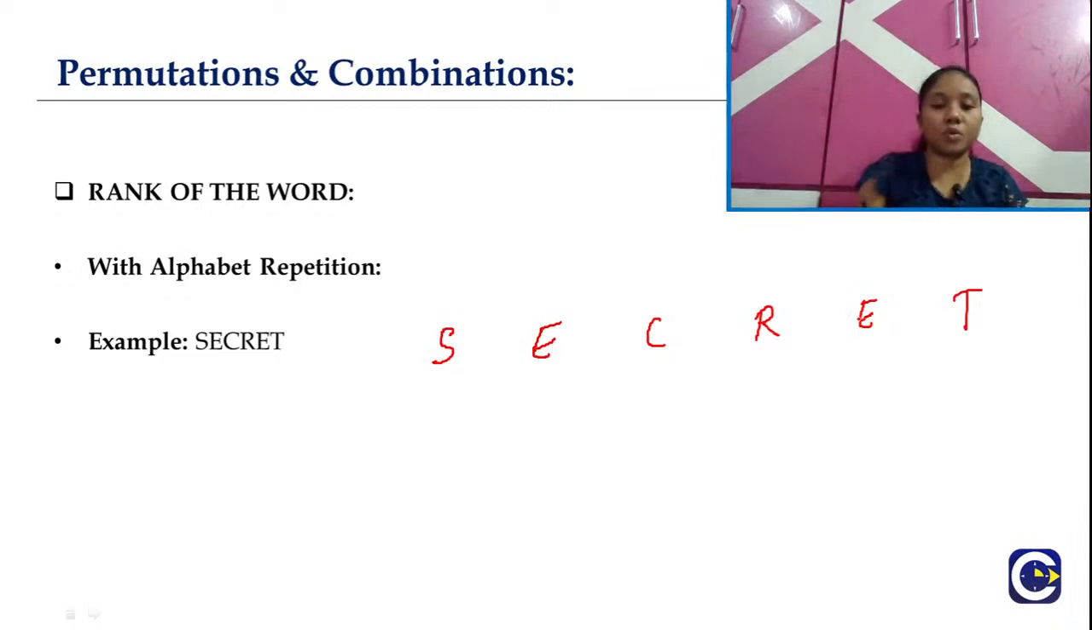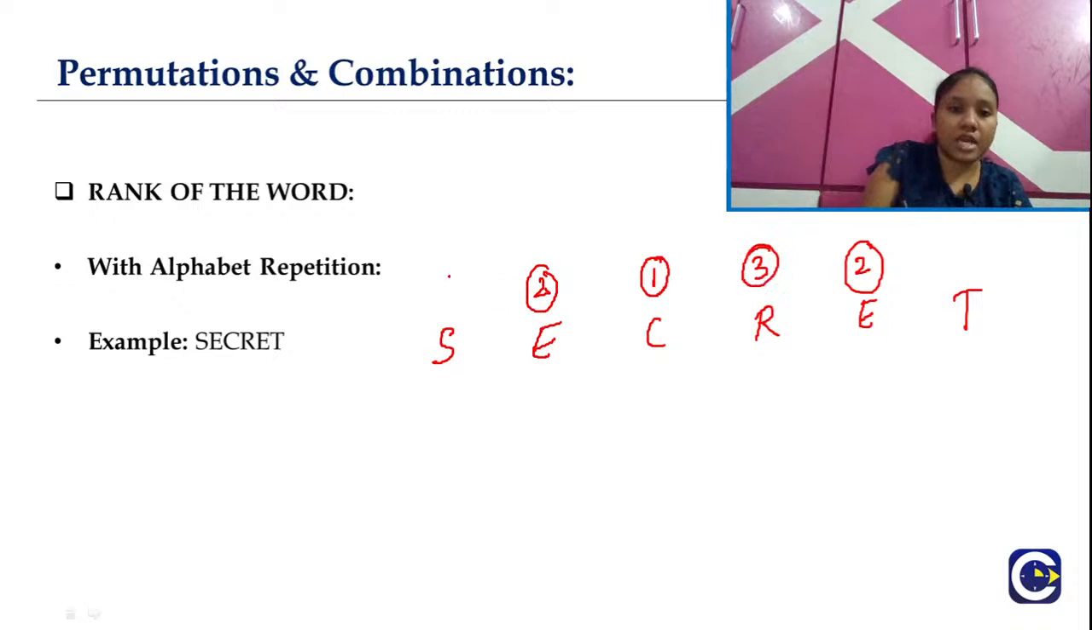So first and foremost, we have to give the alphabetical order here. C is 1, E will be 2. As we have 2 E's here, it will be given the number 2 twice. Right. And then R will be 3, S will be 4, and then T will be 5.